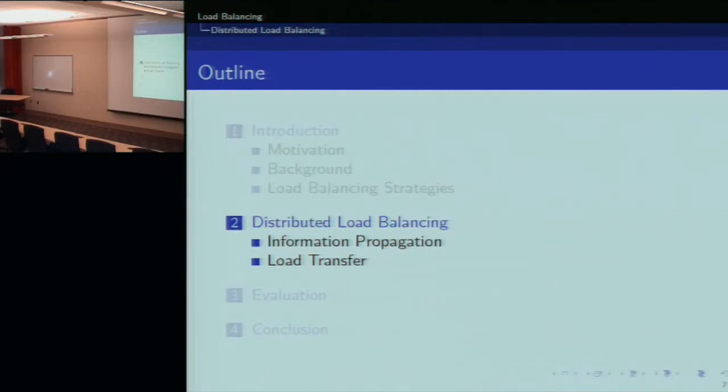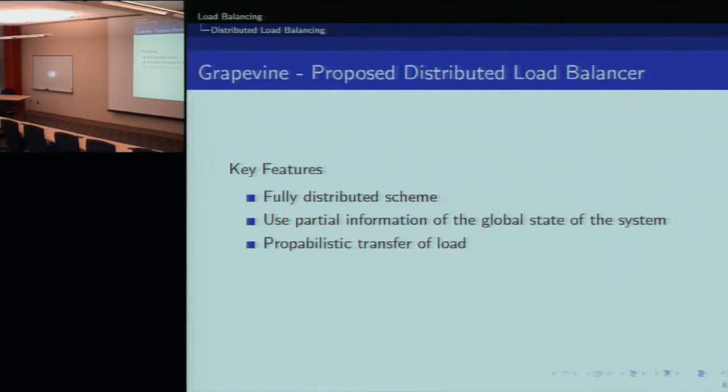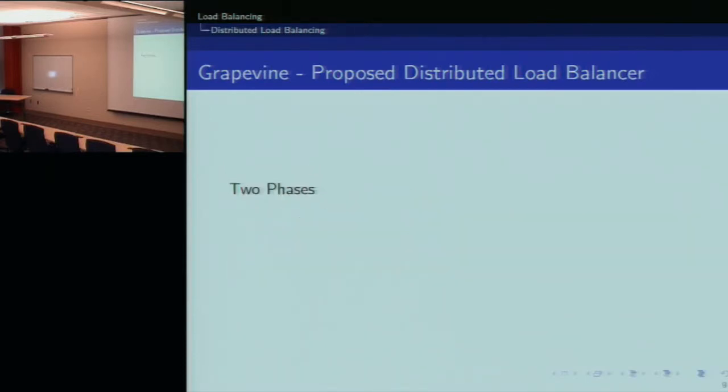So we propose a load balancing strategy, which is designed to overcome this drawback of both centralized and distributed. So this is a fully distributed strategy, and we use partial information about the global state of the system to do the load transfer. So this system is scalable because it is fully distributed, and yields good quality because we use partial information of the global state.